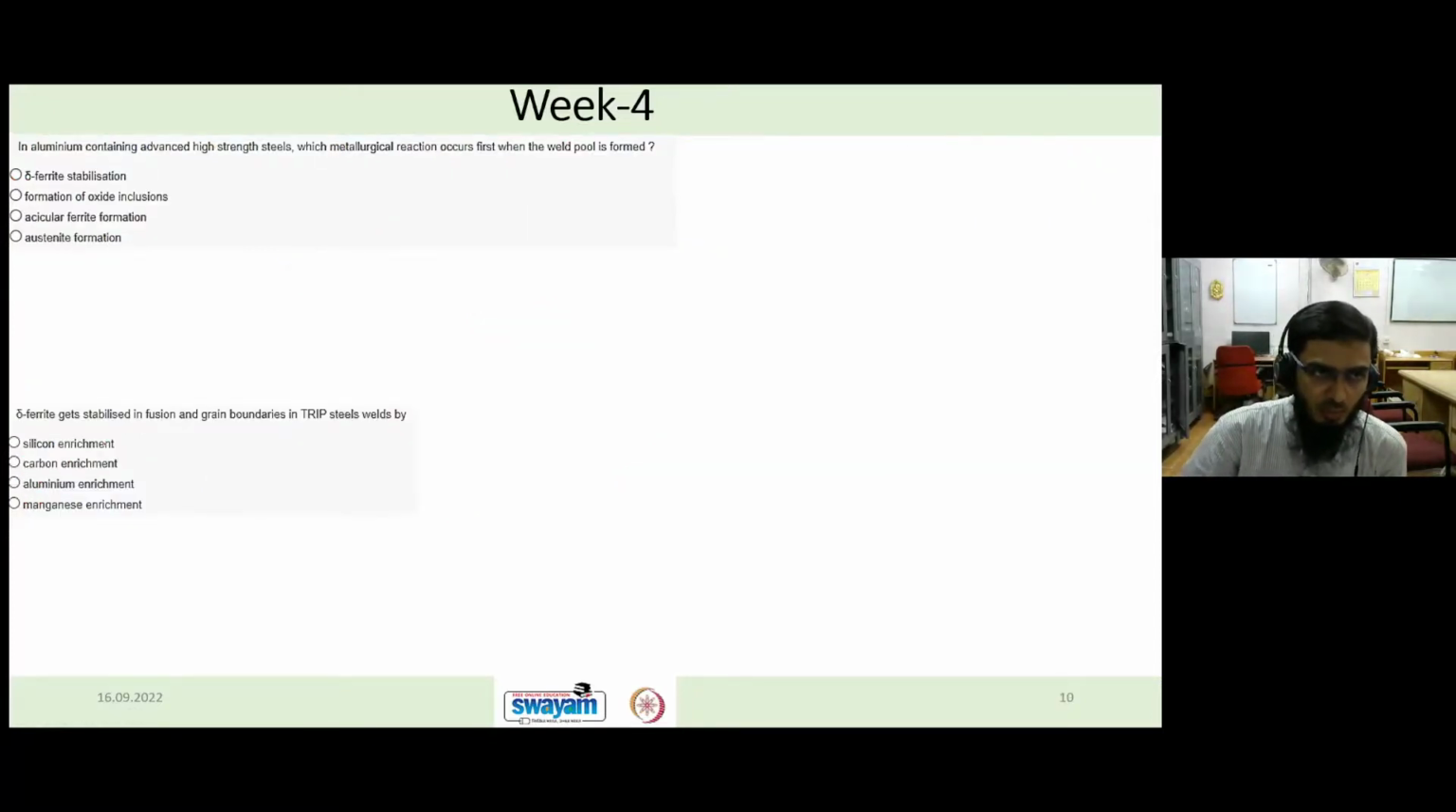Now we will move to a few more problems. Problem number 13 of this session. In aluminum containing advanced high strength steels, which metallurgical reaction occurs first when the weld pool is formed? Delta ferrite stabilization, formation of oxide inclusions, acicular ferrite formation, austenite formation. So already I have explained this, you just have to see the options and tell your answer. When you cool it from the liquid region, the first phase or first thing which will form is what, in case of aluminum containing TRIP steel?